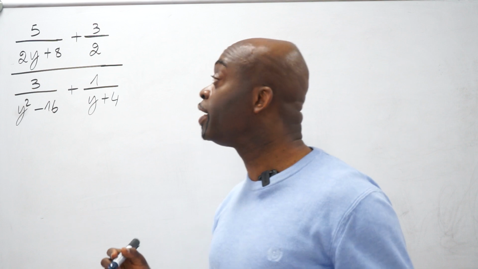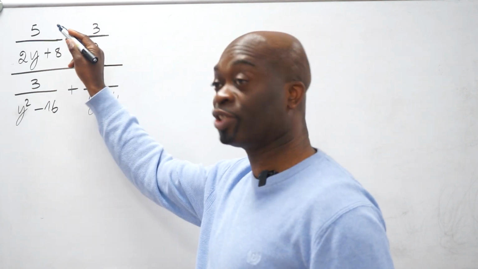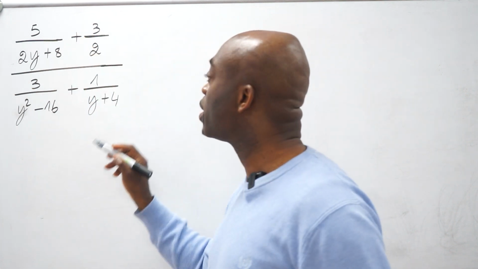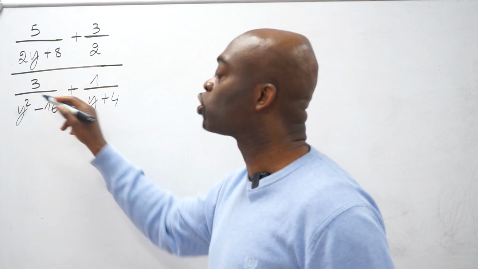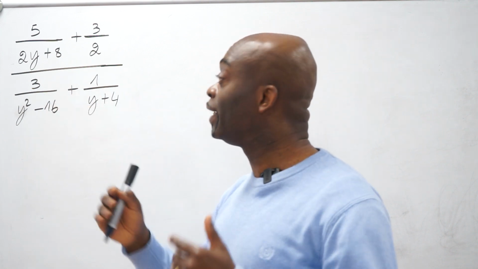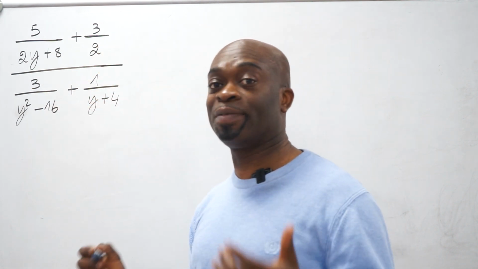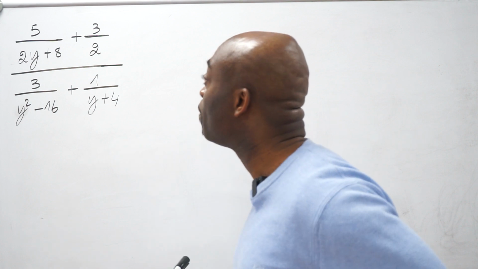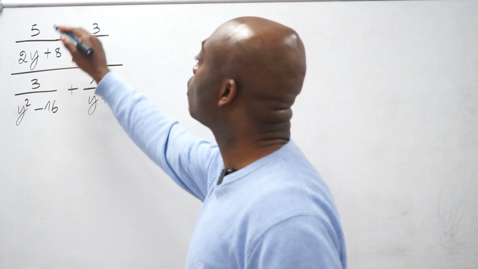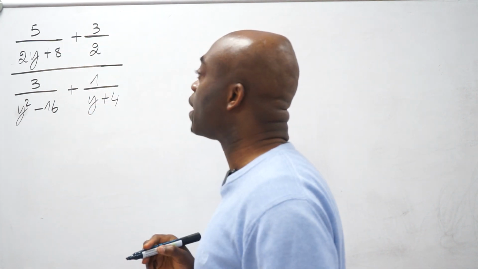So the strategy here is to combine the top expression to have one rational expression left, and for the bottom one also to put them together first. And then you can divide after that. That's the best way to deal with these kinds of problems. So now how do we work out the top expression here?